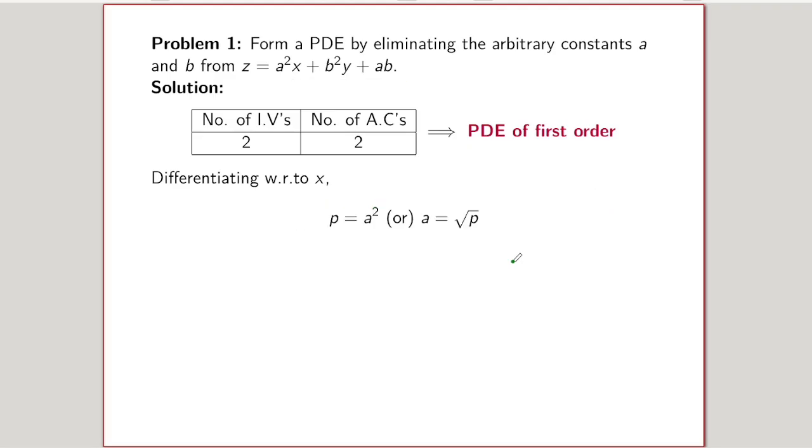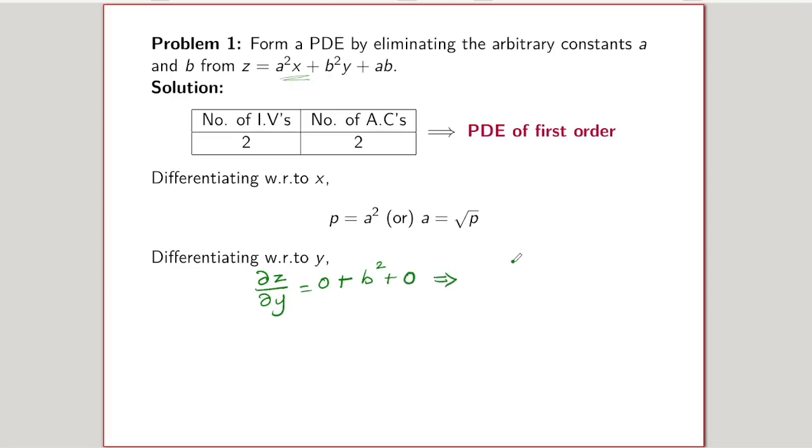That's what is written here. p can be written as a square, or a can be written as root p. So next one, differentiating with respect to y. Since z is dependent on x and y, you can write dou z by dou y. This will be equal to, there is no y term in a square x, so the first one will be 0. The second one will be b square, and the third constant's derivative will be 0.